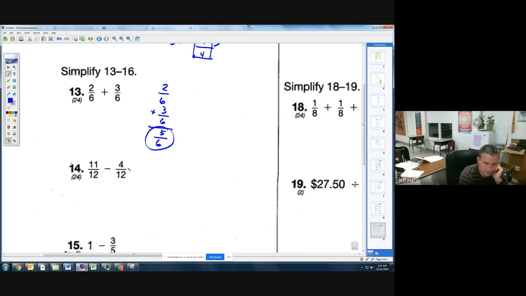Same thing for problem 14. Subtraction is done the same way. 11/12 minus 4/12. 12 stays on the bottom. Subtract the top. 4 from 11 is 7. Look how fast we did that.